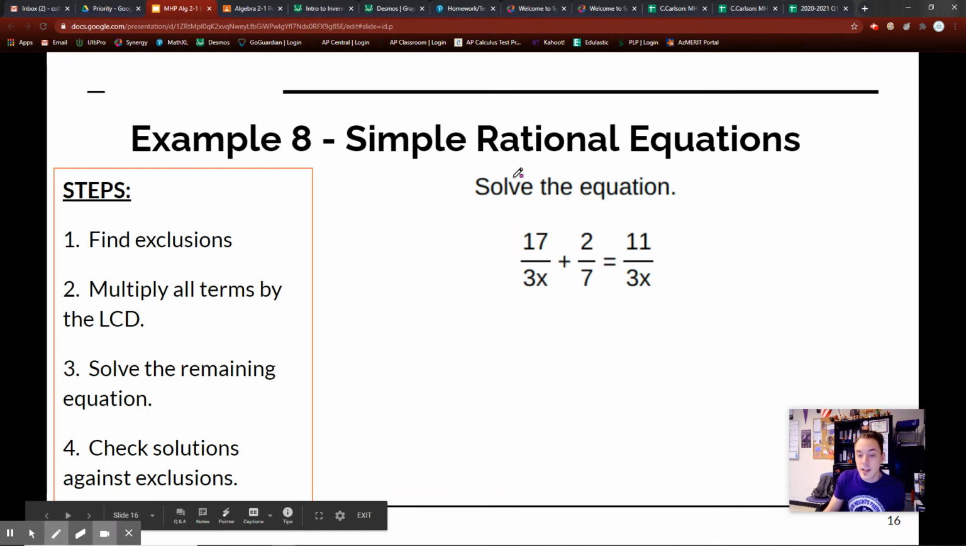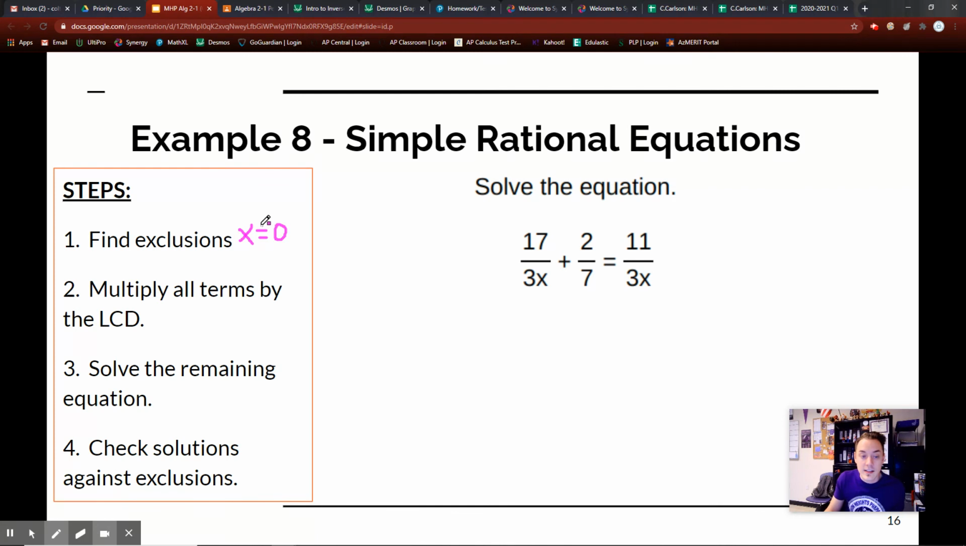Okay, we have this example left to go. I'm going to do this again. Are there exclusions? There are, because there's x in the denominator. You know that there are exclusions if there's a denominator with x in it. If there's no x in the denominator, there's no exclusions. But if there's x in the denominator, there is an exclusion, and usually it is 0. Okay? Multiply all terms by the LCD.